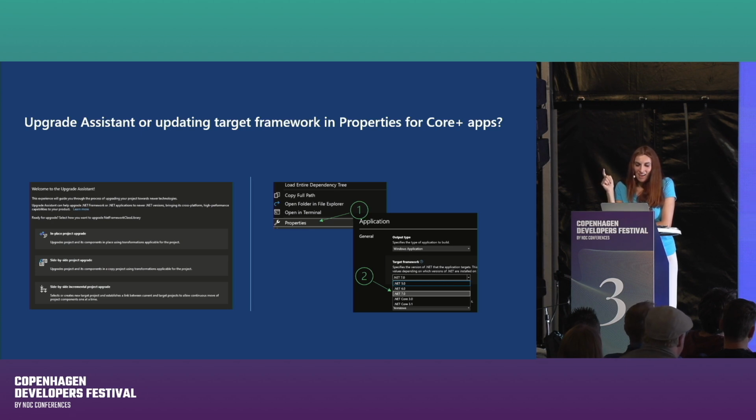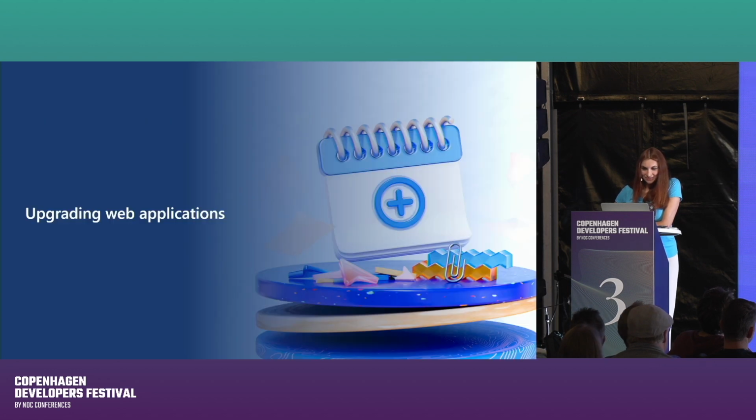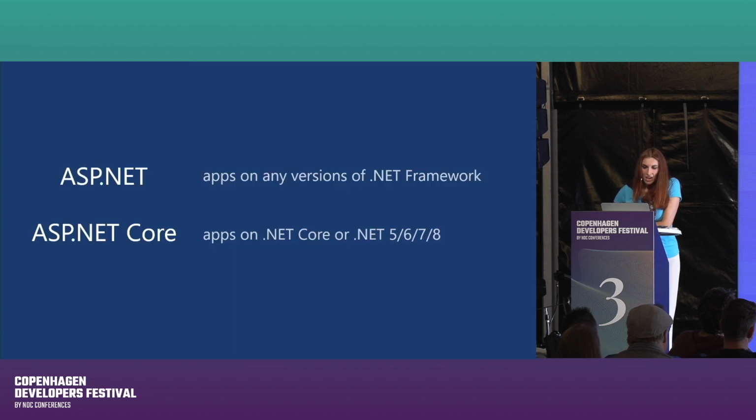Well, I would recommend using Upgrade Assistant because we have implemented some fixes for breaking changes and some notifications, like you saw for WinForms. So Upgrade Assistant will give you a better experience. It will try to make your code compatible, not just change the target framework attribute in your project file, but also modify your code to make it work. So use Upgrade Assistant. Now let's talk about upgrading web applications.